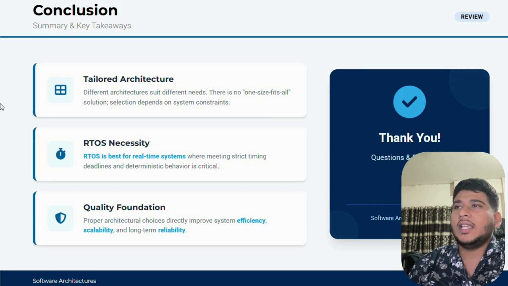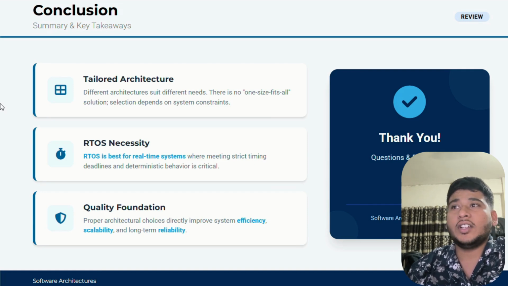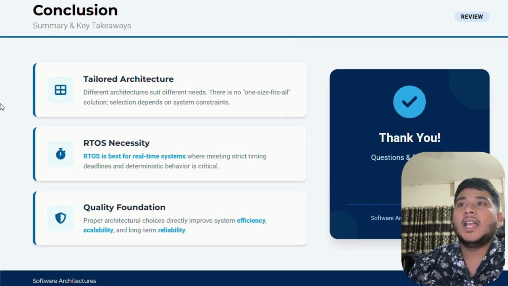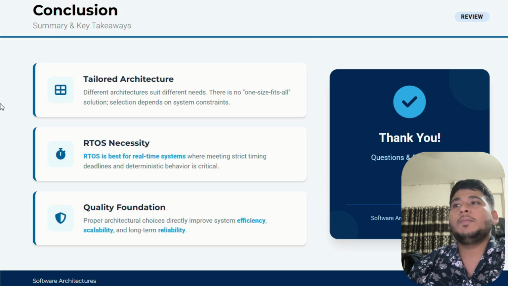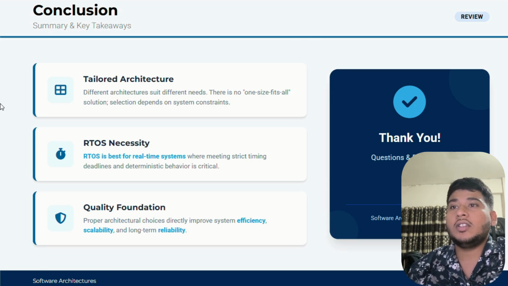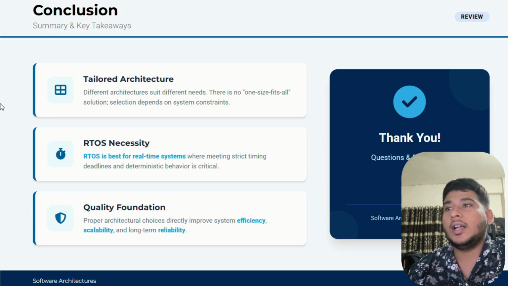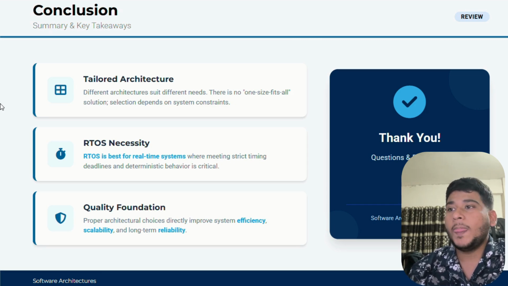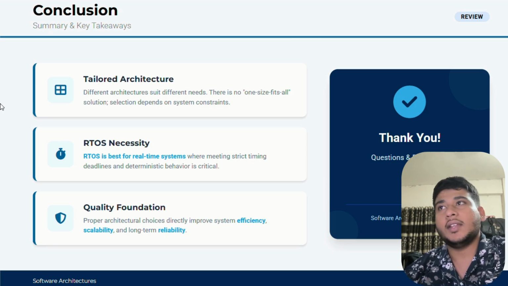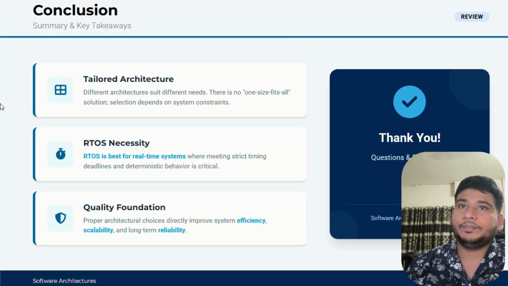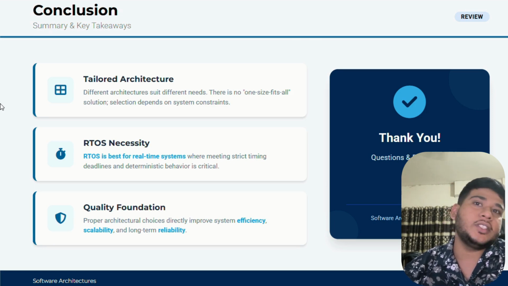Lastly, we can talk about choosing the right architecture. Different architectures suit different needs. There is no one-size-fits-all solution. Selection depends on system constraints. RTOS is best for real-time systems where meeting strict timing deadlines and deterministic behavior is critical. Proper architectural choices directly improve system efficiency, scalability, and long-term reliability. And that's all about software architecture in embedded systems.